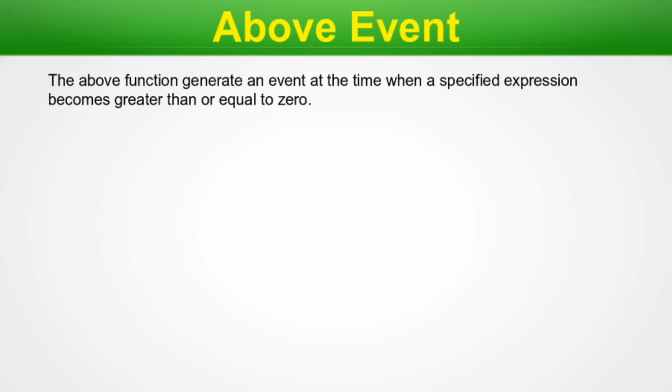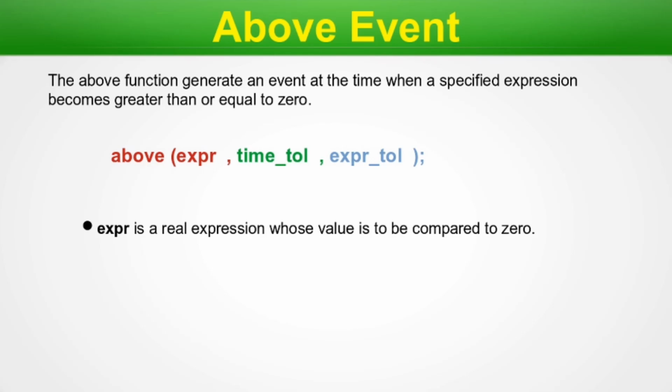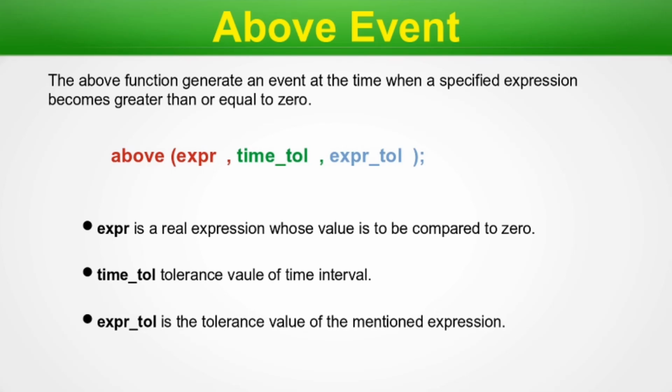Let's talk about the above event. The above function generates an event at the time when a specified expression becomes greater than or equal to 0. So this is the syntax of the above event. The first argument is expr, then the time tolerance, then the expression tolerance. The expr, or the expression, is a real expression whose value is to be compared to 0. Time tolerance is the tolerance value of the time interval. And expression tolerance is the tolerance value of the mentioned expression. So let's see an example to understand how this above event can be used.